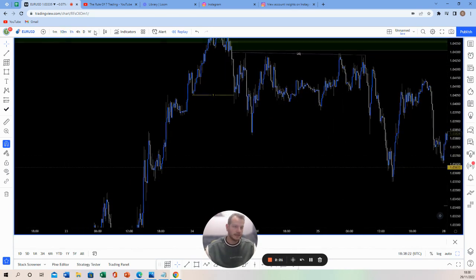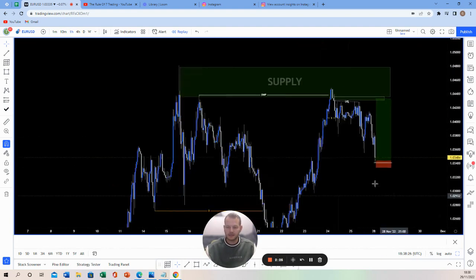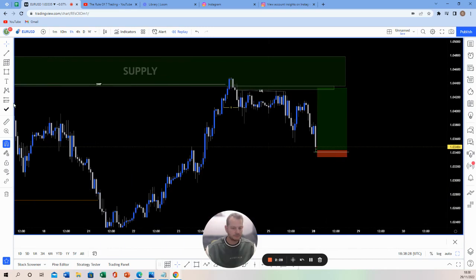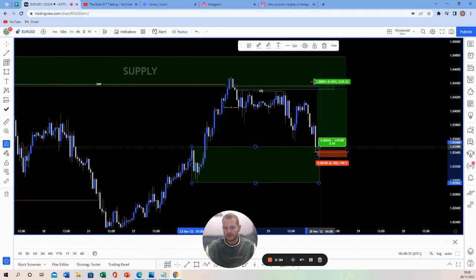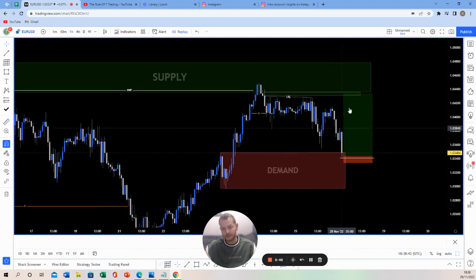So if we jump out again to the hourly, what I noticed was this big demand area. So as soon as we knew that we were selling, but we knew that we wanted to buy back in, to basically tap into this supply area and then drop to a bigger demand area. So we're coming in, we've hit this with the hourly.